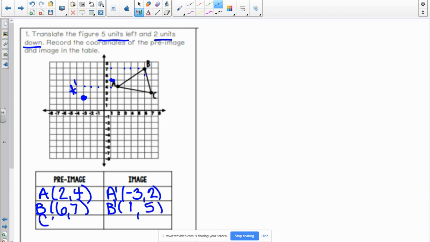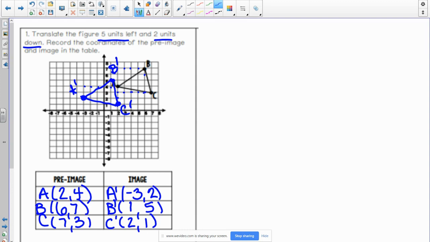And then we're going to move C. So again, count 1, 2, 3, 4, 5, 1, 2. So it looks like it's right here. So we'll put our information there. C was at 7, 3. And C prime now is at 2, 1. So we're going to take your straight edge. It'll look better than mine. This is B prime. And then we label this one C prime.